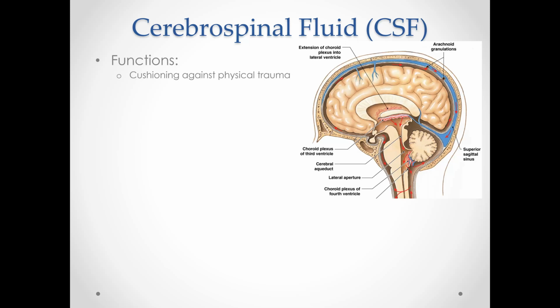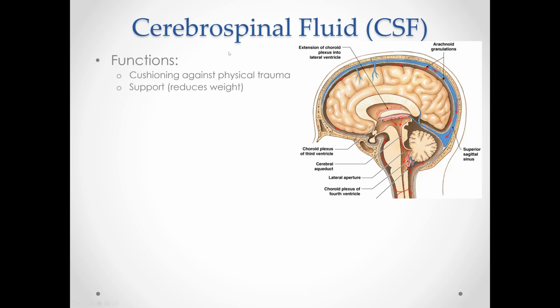One, it does help to cushion the brain against physical trauma. So we already mentioned that you have the cranial bones that can protect the brain. You've also got the meninges that help hold the brain in place within the cranial cavity. And then the fluid of the CSF helps to cushion the brain, so if there is an impact, it helps to absorb some of the shock and lessens the force that's actually placed on the brain itself.